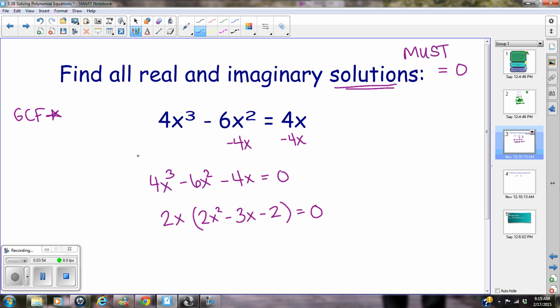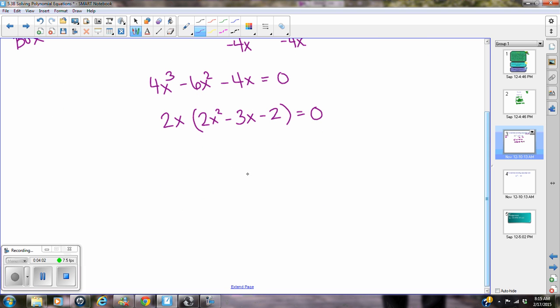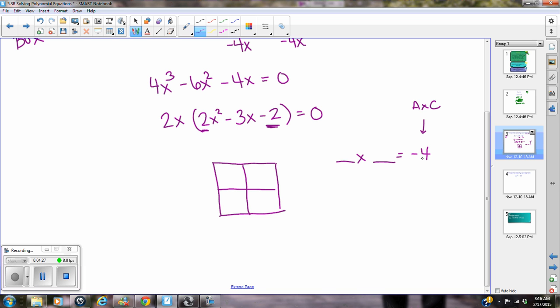Okay, so after you look for a GCF, then you can box. Well, if I'm going to box this, it's now x squared, so I know my box should be a 2 by 2 box. Okay, so we have to do our little riddle thing off to the side here. What times what equals negative 4? Remember, this is a times c. So I took 2 times negative 2 to get negative 4. And then what plus what equals b, which is my negative 3.